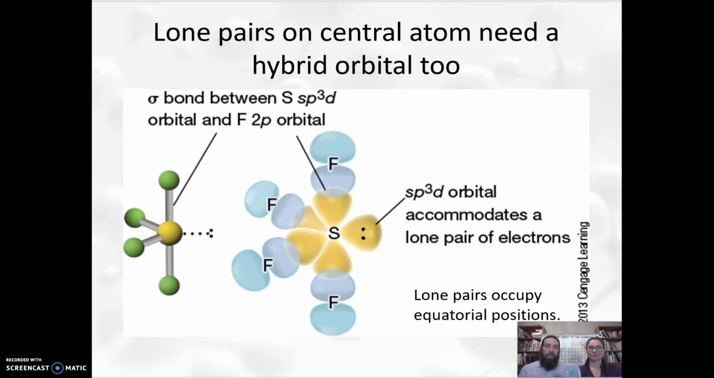The lone pairs also need a hybrid orbital. We've said this before, but we're just showing it here with a different molecule. This one is sulfur tetrafluoride, and if we draw the Lewis structure, we're going to see that we have 1 lone pair of electrons. So this has an electron pair geometry that's trigonal bipyramidal, where the molecular geometry, the shape of this molecule, is what we call seesaw. And these are hybrid orbitals.